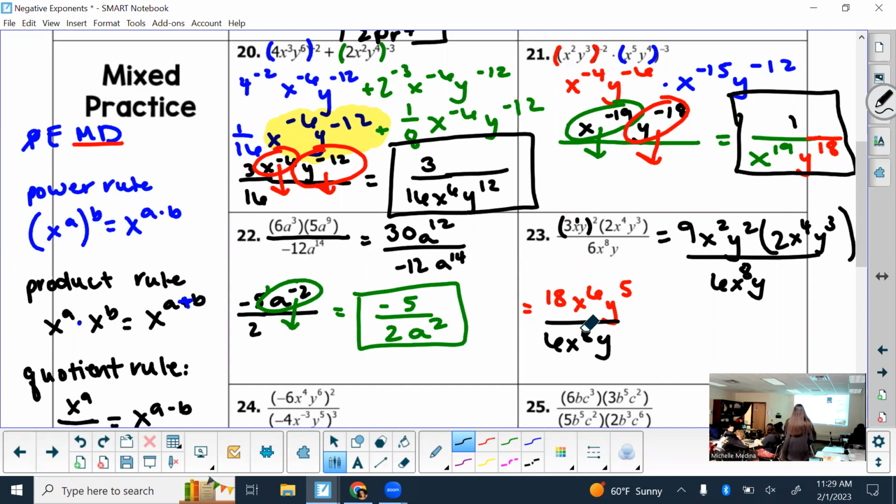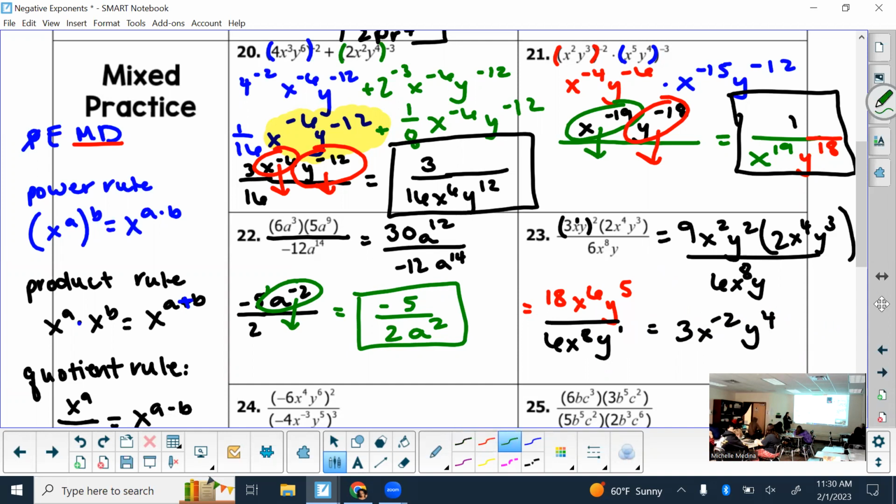So that over this, all we have left to do is divide. We'll add this to the 1. So then 18 divided by 6 is 3. Remember the rule when it's dividing the bases, what do you do with the exponents? But 6 minus 8 is -2. And then y to the 5 minus 1. So it's 1 if it's not written. What's 5 minus 1? 4.